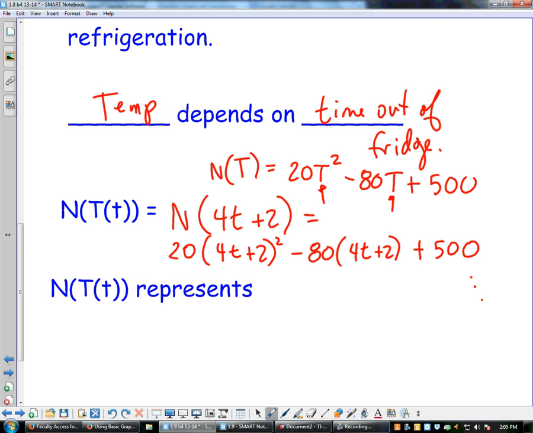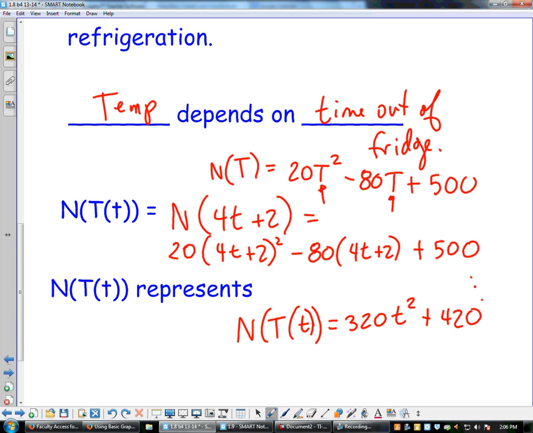All right. They show you in the book on page 88 how to simplify that, and they get it down to 320 t squared plus 420. That is your composite function, N of capital T of lowercase t. The 4 lowercase t plus 2 was our inner function. So that's got to go in for the capital T in the outer function.